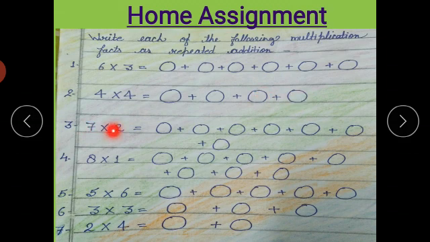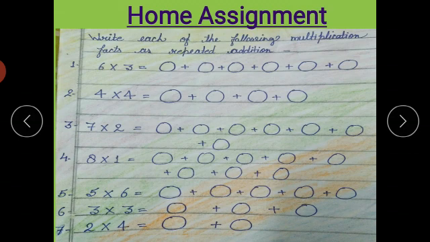In the next question, 7 times 2. So here you have to write 2 plus 2 plus 2 plus 2 plus 2 plus 2 plus 2. 7 is representing groups and 2 the number. In the same way, 6 is representing groups and 3 represents the number. Okay, children. So don't forget these things. The first number represents the number of groups, and the second one represents how many things are there, the number of things. Okay.